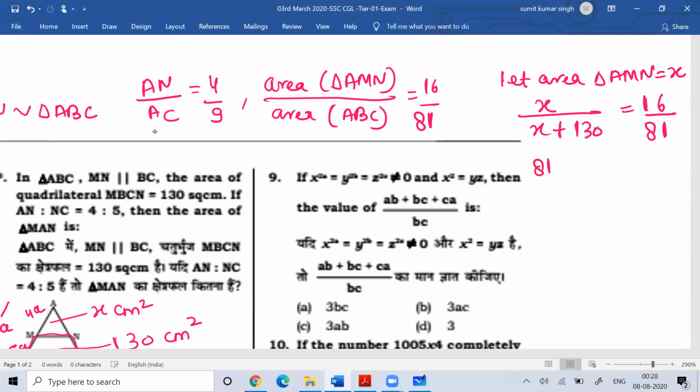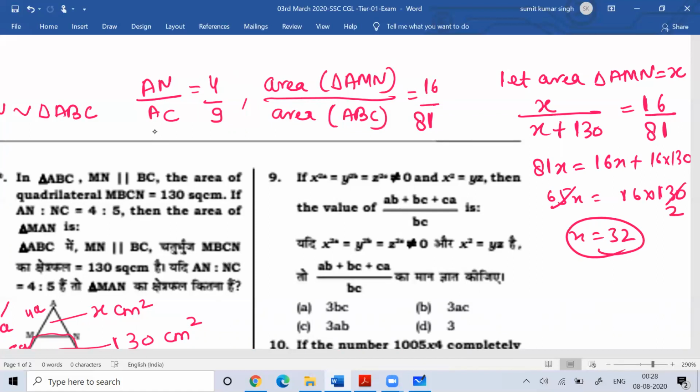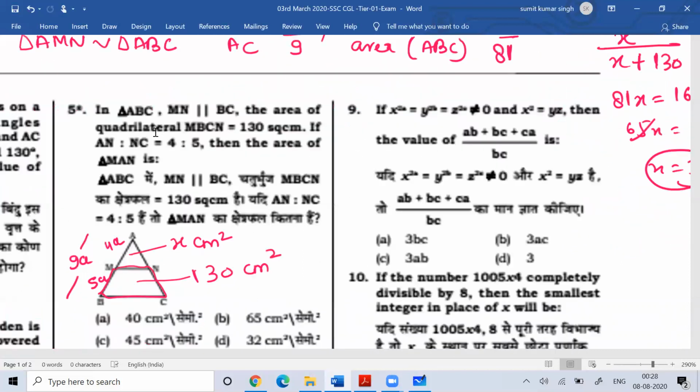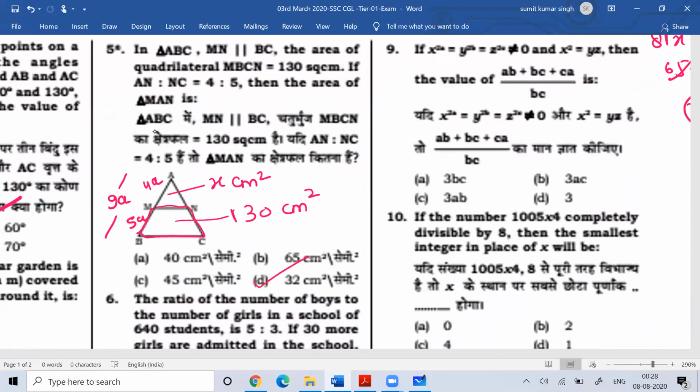So 81x is equal to 16x plus 16 into 130. So I can say this is 65x equal to 16 into 130. So x value is 32. So the value of the area of the triangle AMN would be 32. Option D.